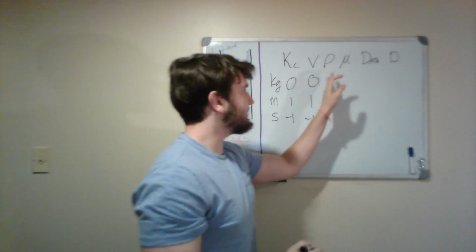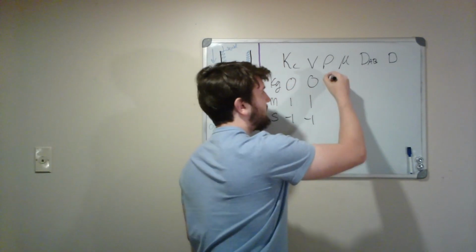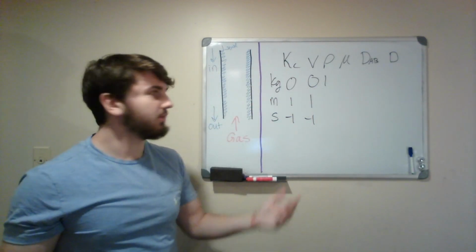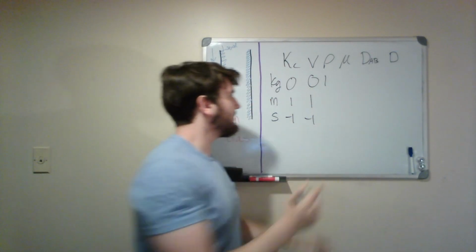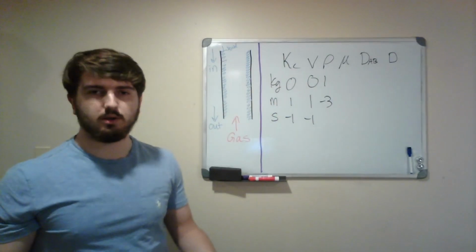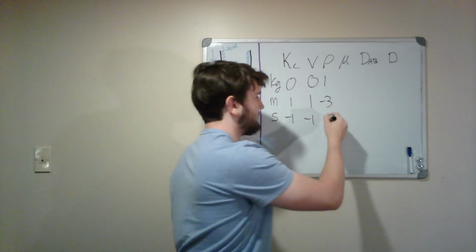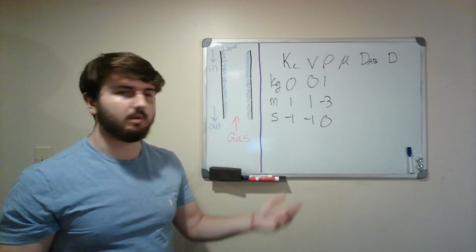For density, it's a little different. Density is kilograms per meters cubed. So we're going to want 1 for kilograms, as that's on the numerator, but we're going to have -3 for the meters, because it's meters cubed on the denominator. So it's kilograms per meters cubed. Time isn't a variable here. We don't have to worry about that there.